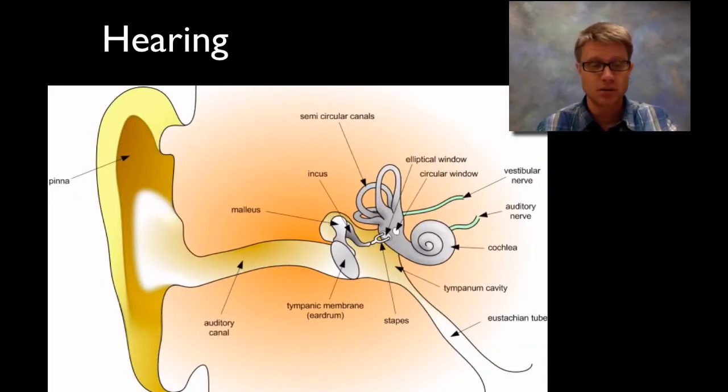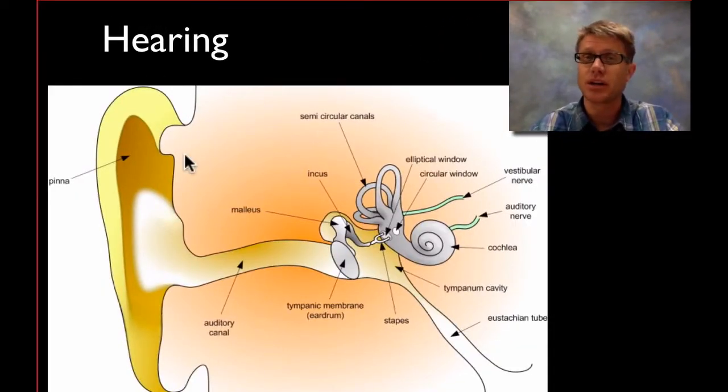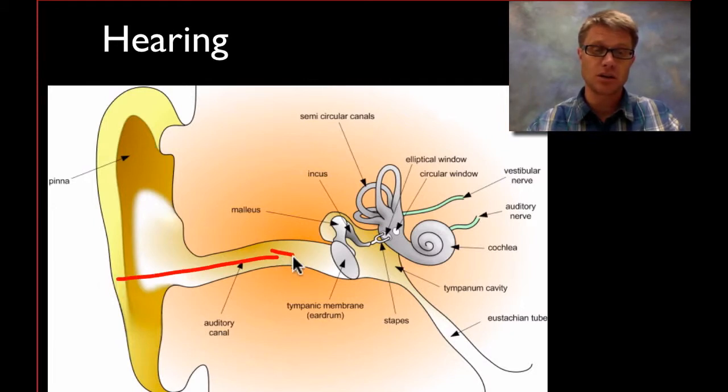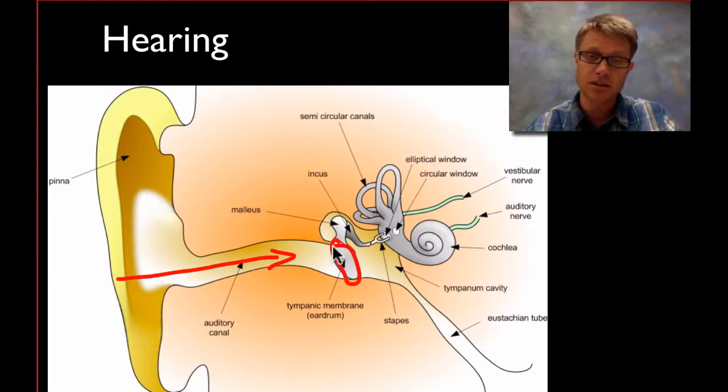Hearing is another one. Hearing is not using electromagnetic radiation. Hearing is actually using compressional sound waves that are passed in through the air. Basically when I talk right now, I'm vibrating the air, and that vibrated air is moving into your ear. It's going to vibrate this. This is called your eardrum.